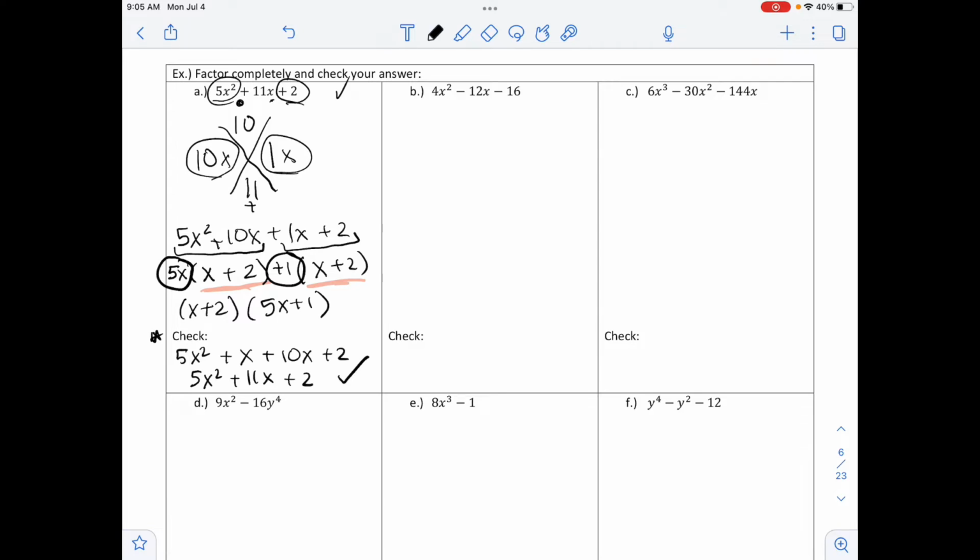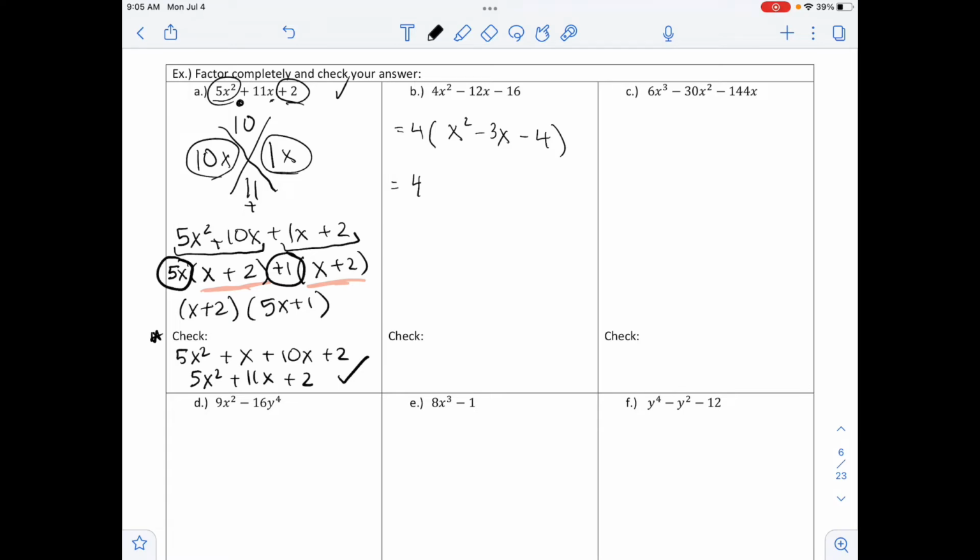For B, the next example, we have 4x squared minus 12x minus 16. And I notice that I have a GCF that I need to factor out before I even begin this problem. That GCF is 4. And so taking the 4 out, I have 4 times x squared minus 3x minus 4. And I'm going to go ahead and see if I can use that guess and check method. Makes it a little bit easier, since now that I factor out the 4, the coefficient in front of the x squared is a 1.